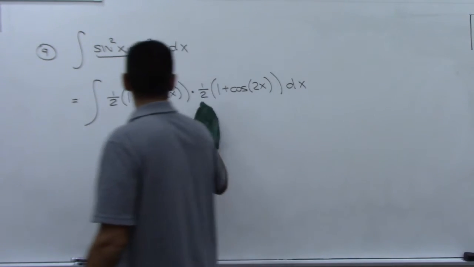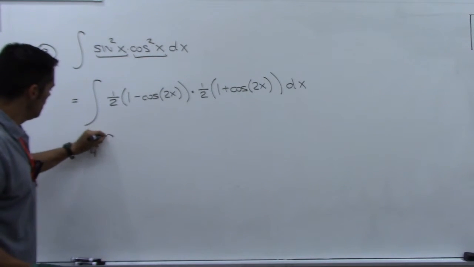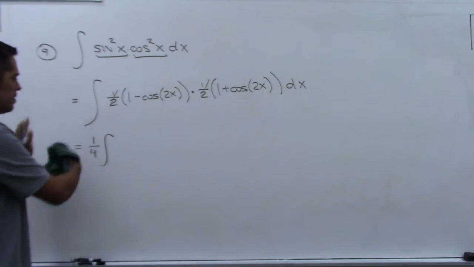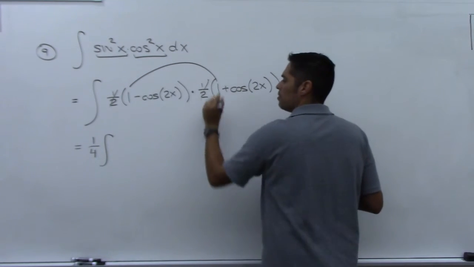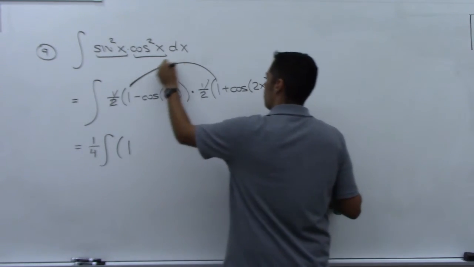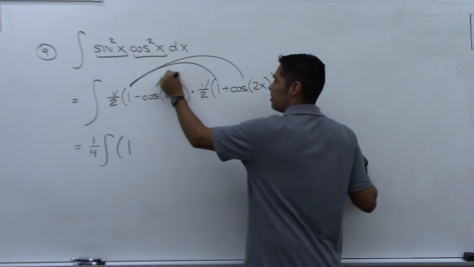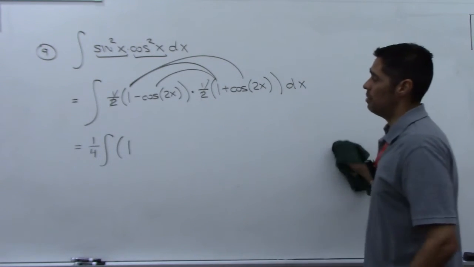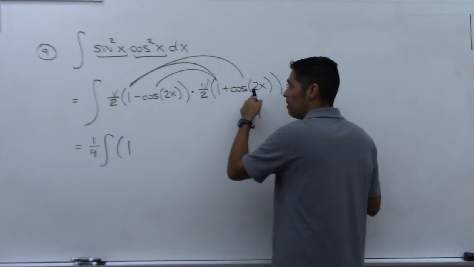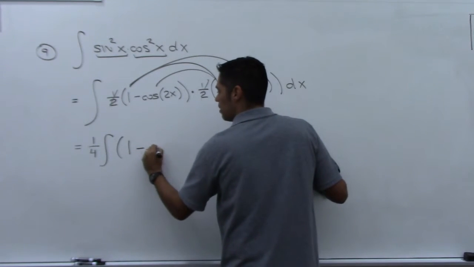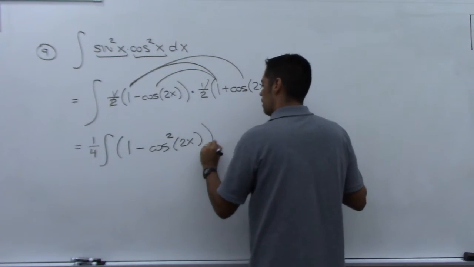Now, because this is all multiplication, the 1/2 times the 1/2 is a 1/4. I can bring that out. So I've taken care of those two. They're outside now. And then these two, I'm actually going to FOIL these out. 1 times 1 gives me 1. 1 times cosine 2x gives me cosine 2x. But then negative cosine 2x times 1 gives me negative cosine 2x. And those two cancel each other out. Nice. Then you have this times itself, a positive and a negative, so it's going to be minus that cosine of 2x, but because it was times itself, it's squared, dx.